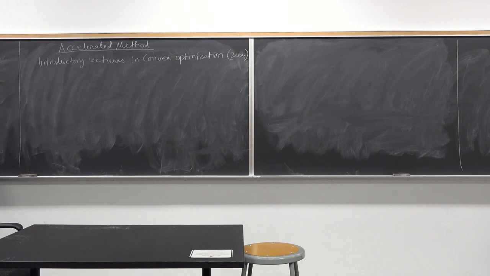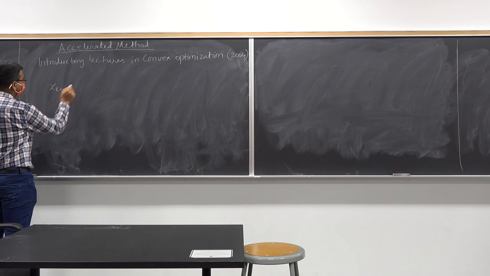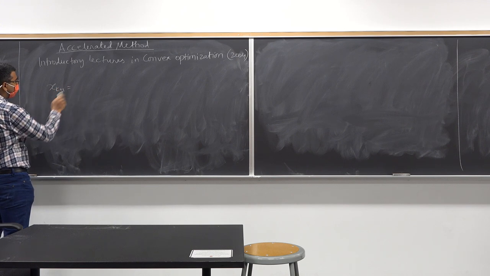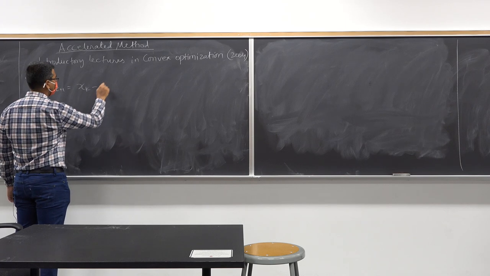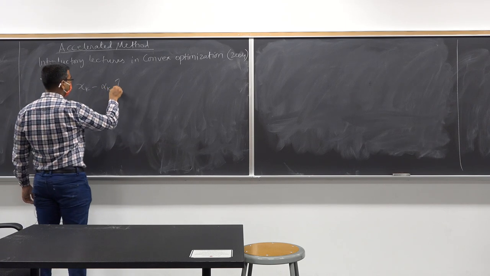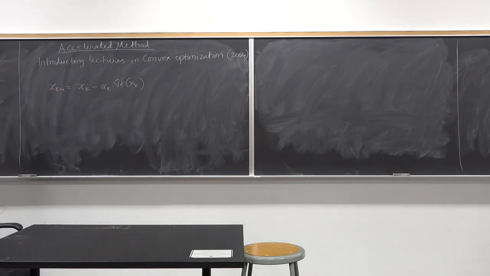And the idea in accelerated methods is, like we discussed in the previous class, I want to come up with an algorithm. So this is steepest descent, x_k minus alpha_k gradient f(x_k). This is the steepest descent.